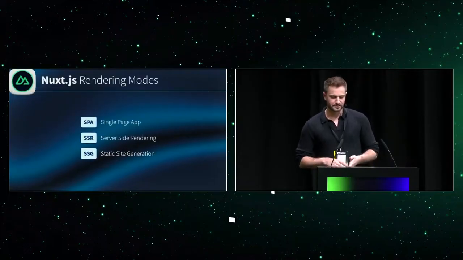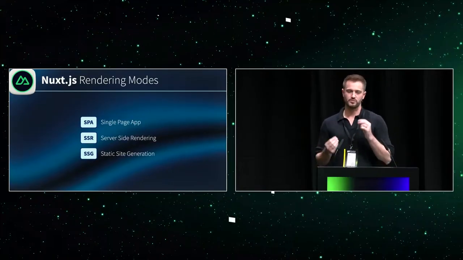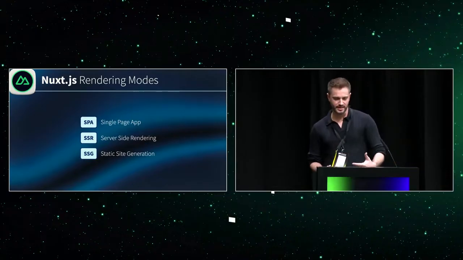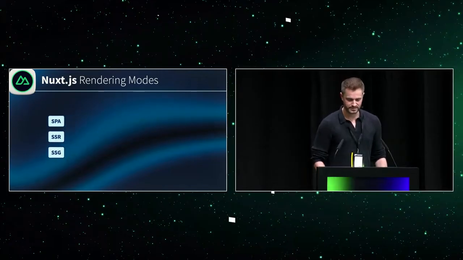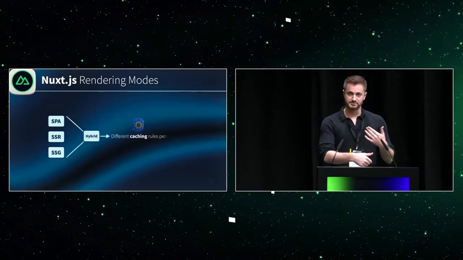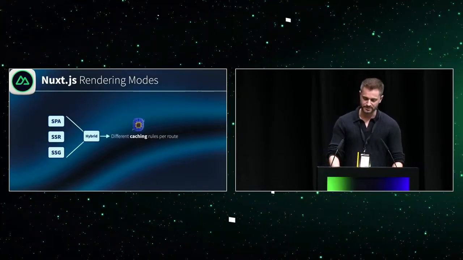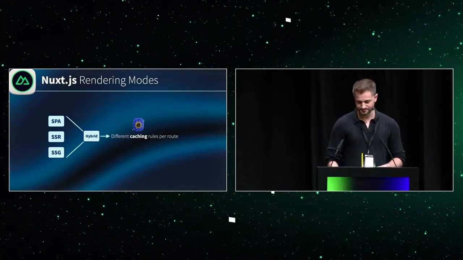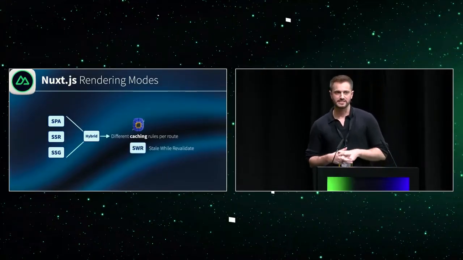So getting a feel for these different rendering modes, you might be thinking, well, I've got certain pages that would work really well as an SSG. Some might be better served as an SPA. I would love to do some sort of combination of these. Well, fortunately, in the context of Nuxt, specifically Nuxt 3, we can achieve a hybrid rendering approach with different caching rules per route in our app. One such hybrid-enabled rendering mode is SWR, or Stale While Revalidate.